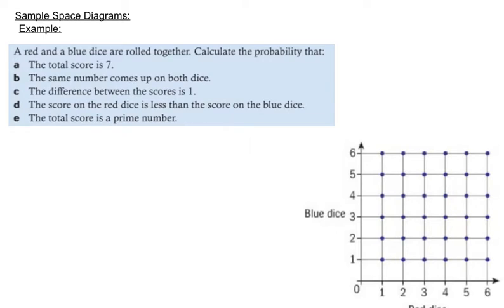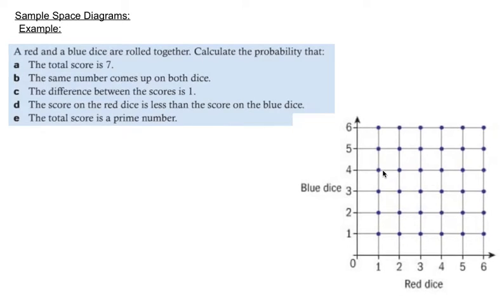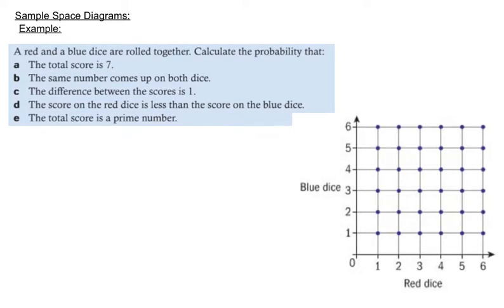Alright, and lastly, we've got a good technique called sample space diagram. A sample space diagram is a diagram that shows visually all the possible things that can happen when I look at two different events. So here's an example. We're rolling a blue dice and a red dice, and we're looking for different probabilities. So the first one is the probability that I get a total of 7.